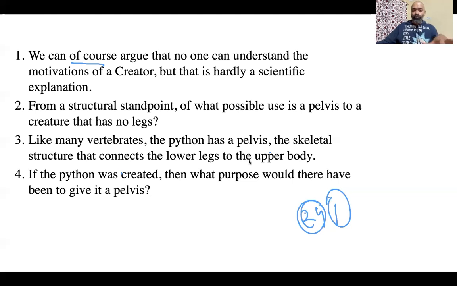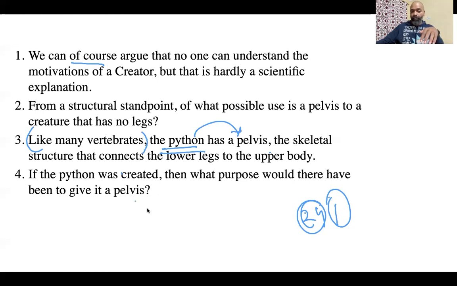Anyway, so 2, 4, 4, 2, whatever, and then 1. Now, like many vertebrates, the python has a pelvis, the skeletal structure that connects the lower legs to the upper body. Now you have to ask this question, should I put 3 first or 4 first, right? So 'like many vertebrates' is your big clue. This is what you call outside to inside. The paragraph is talking about python and posing a question and then saying we can argue like this or we can't argue like this. But it starts with 'like many vertebrates'. It's basically giving you the introduction for the python, and it's telling you it has a pelvis, isn't it? So if the python was created, then what purpose would there have been to give it a pelvis?